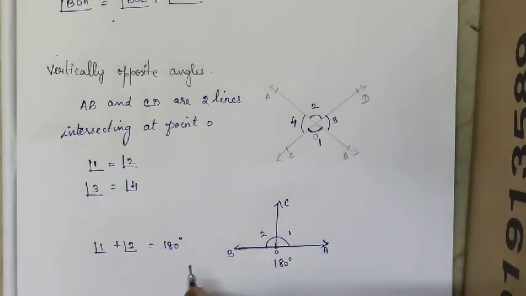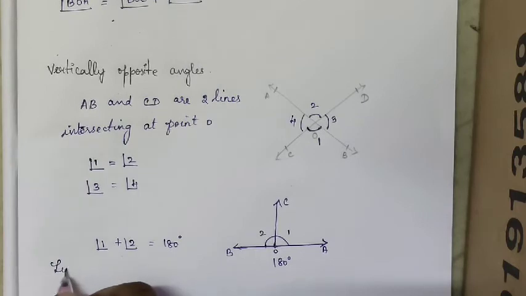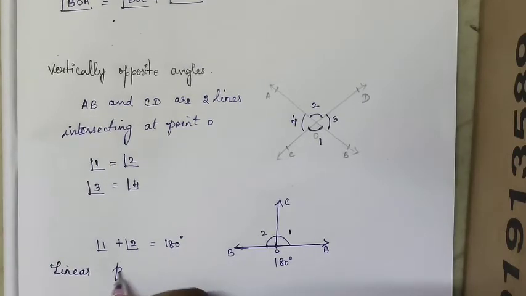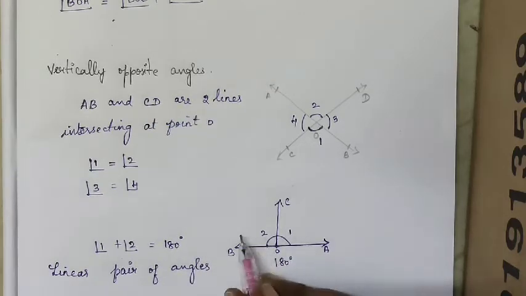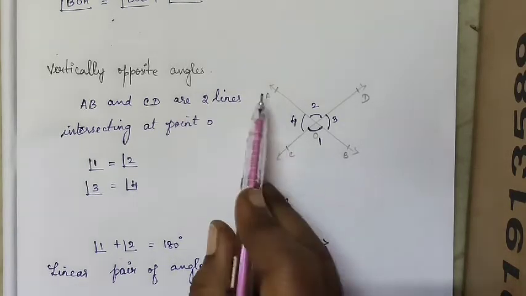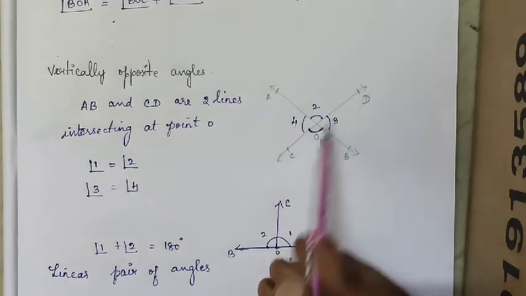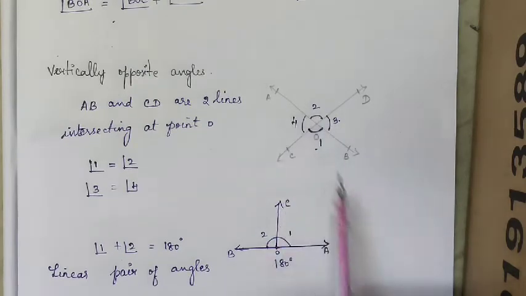Then these angles are called linear pair of angles. If you add these two angles and you get the answer as 180, then those two angles are called linear pair of angles. Now the same thing we can see here also. Two lines are intersecting and make four angles here.